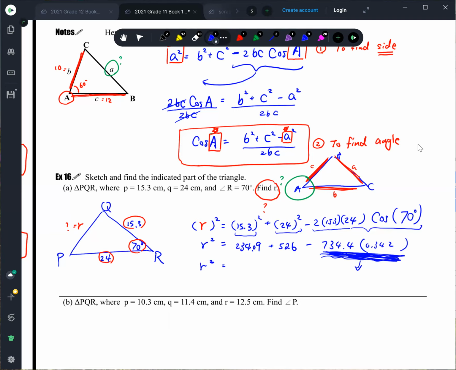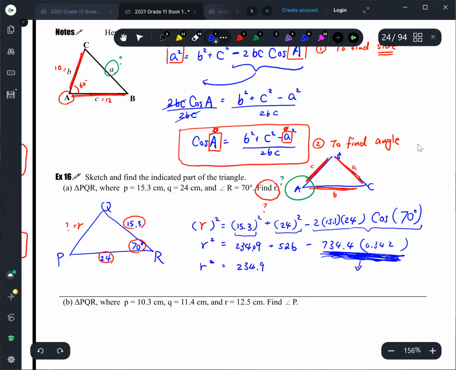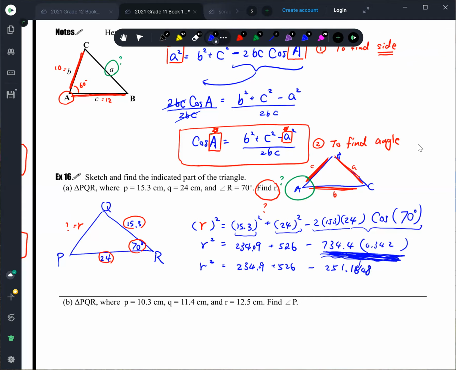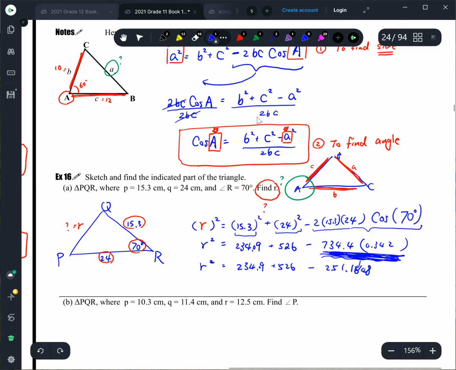My answer is still 508. Okay. Is it not 508? No, it's not. 234.909, right? Plus 526, and then subtract what? 251.1648. Yeah. Type it in again, okay? Double check, triple check, quadruple check. It shouldn't be that hard. 508. Did everyone else get 508?